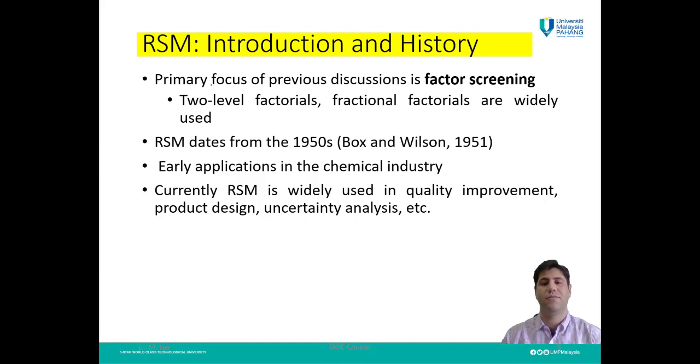First, why did this RSM come out? What was the requirement to establish this method? Up to here, you have seen the factorial design. You know that to run experiments scientifically, you need to define factors, you need to define responses, you may have dependent and independent variables, which are divided into the factors and the responses. And you know about the level of the factors.